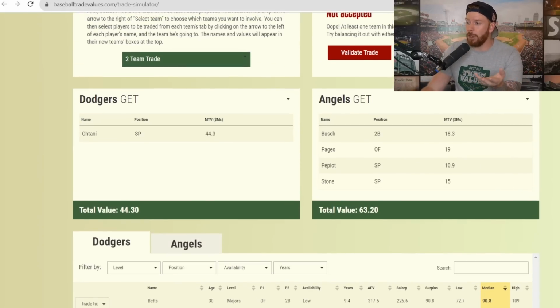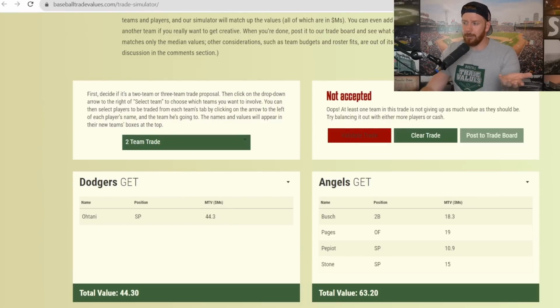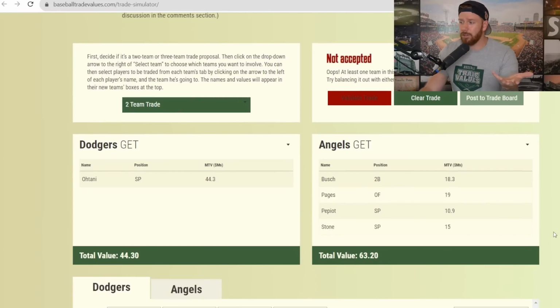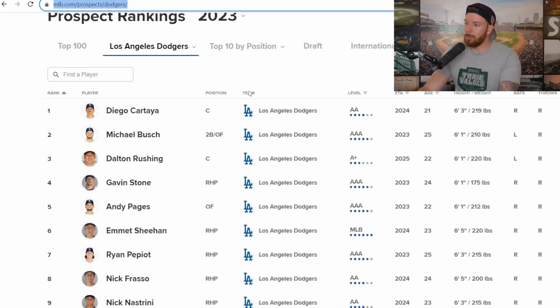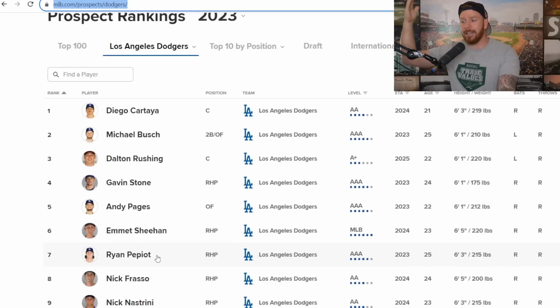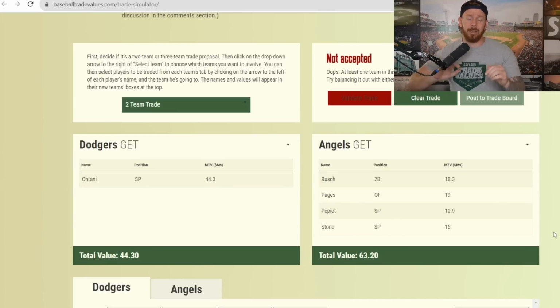This is a 4-for-1. It is still not accepted by the simulator. It is a little high, but you could swap out one of these guys. And here are the prospects that he was mentioning. He said either Cartaya or Rushing, so that's a 1 or a 3. Busch is at 2, Stone is at 4, Pages is at 5, Sheehan is at 6, and Pepio is at 7. And you got to remember, the Dodgers farm system is one of the best in the game, and he expects the Dodgers to part with 6 out of their top 7 prospects. That is just ridiculous. Either way, that original proposal was way too much.